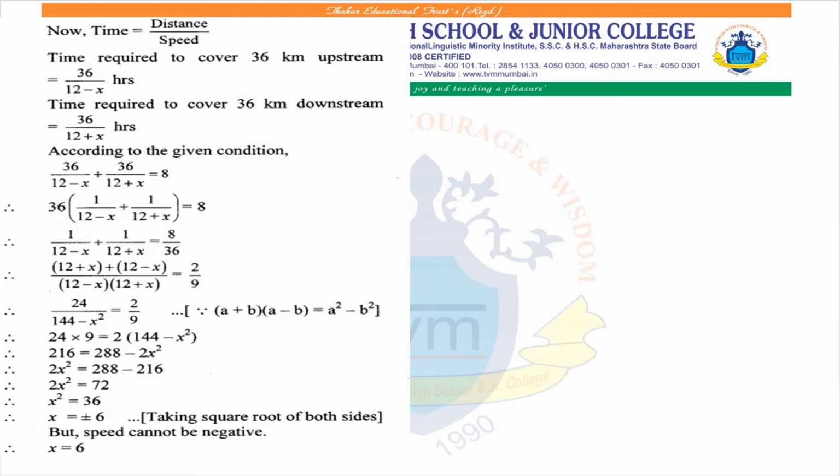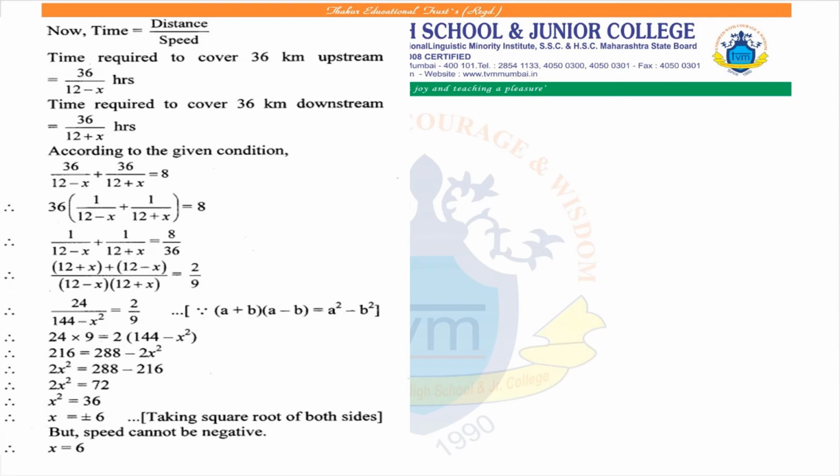Therefore, 36 in the bracket 1 upon 12 minus x plus 1 upon 12 plus x is equal to 8. Therefore, 1 upon 12 minus x plus 1 upon 12 plus x is equal to 8 upon 36. Therefore, 12 plus x plus 12 minus x upon 12 minus x into 12 plus x is equal to 2 upon 9. Therefore, 24 upon 144 minus x square is equal to 2 upon 9.